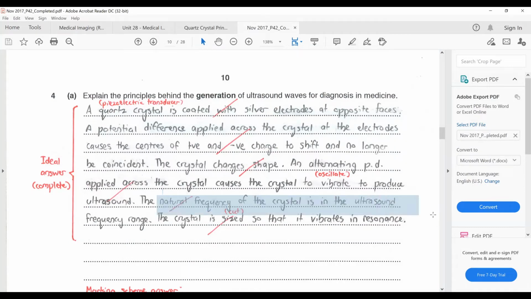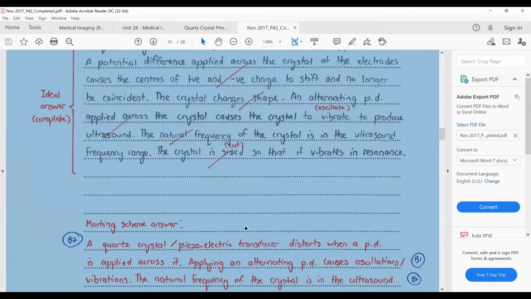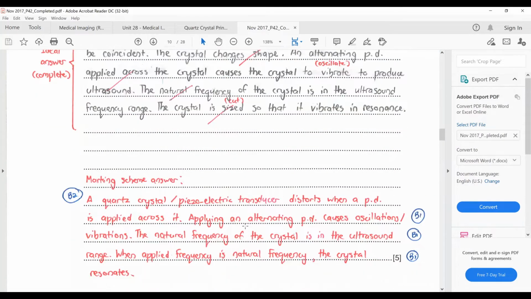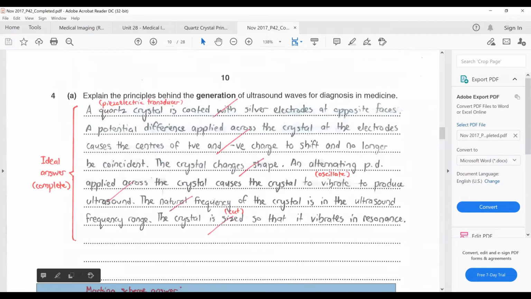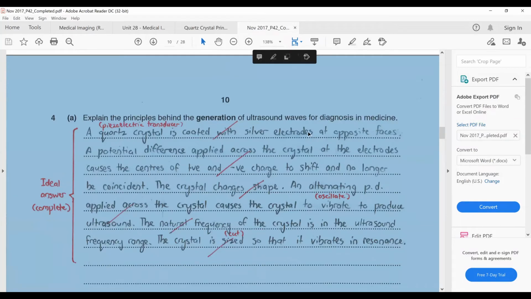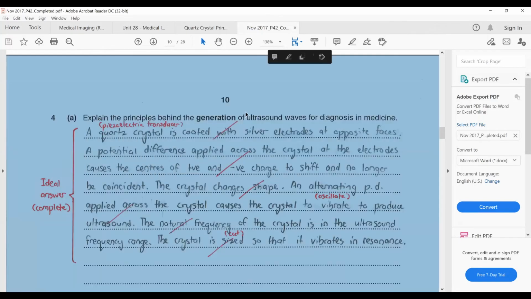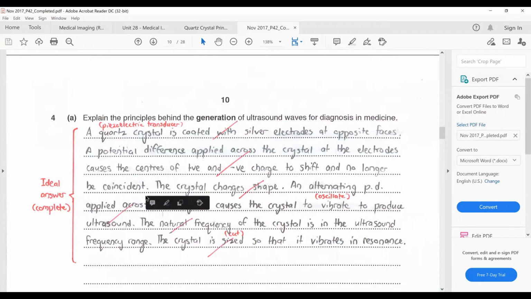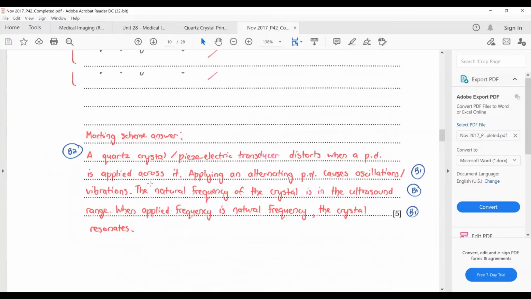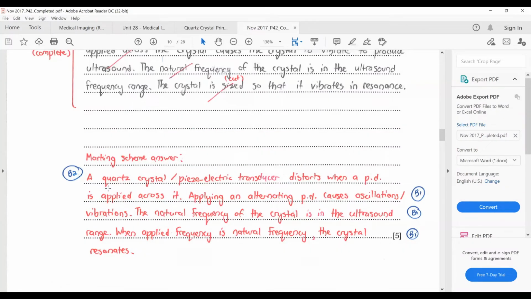Then after that, here they say the natural frequency of the crystal is in the ultrasound frequency range. The crystal is sized so that it vibrates in resonance. If you want to make it simple, this is actually the actual marking scheme answer. If you don't like the part where we talk about the coating with electrodes, and the centers of positive and negative charge no longer coincident, you don't really need to bother so much about that, because this one is actually from the older marking scheme. In the older years, when they asked you the principle of generation of ultrasound waves, this point was inside. But nowadays, the newer ones, they don't really bother so much about that. You can actually get away with omitting that.